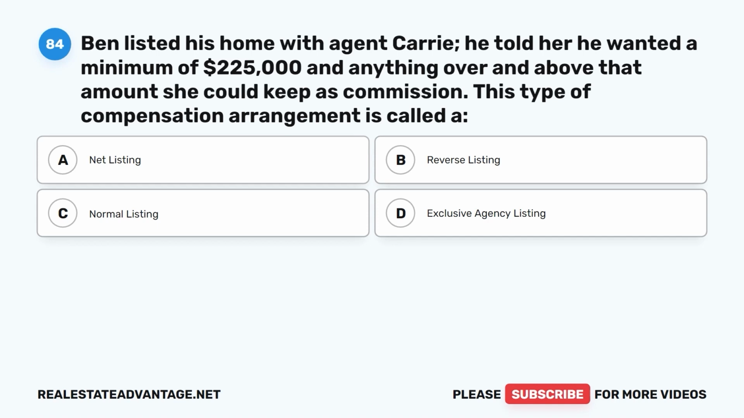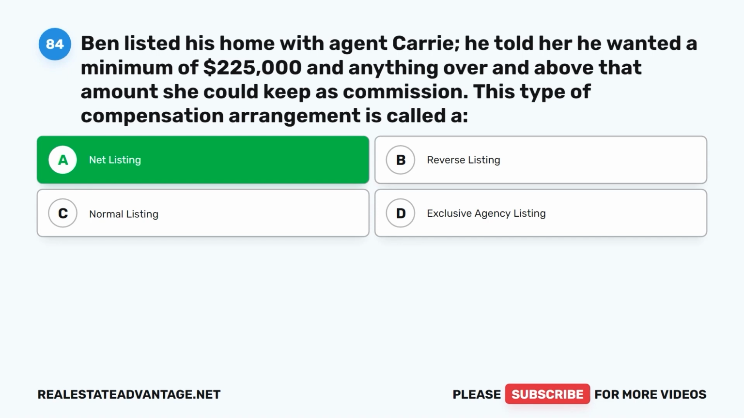Question 84. Ben listed his home with Agent Carey. He told her he wanted a minimum of $225,000, and anything over and above that amount she could keep as commission. This type of compensation arrangement is called A. Net listing. B. Reverse listing. C. Normal listing. D. Exclusive agency listing. The correct answer is A.